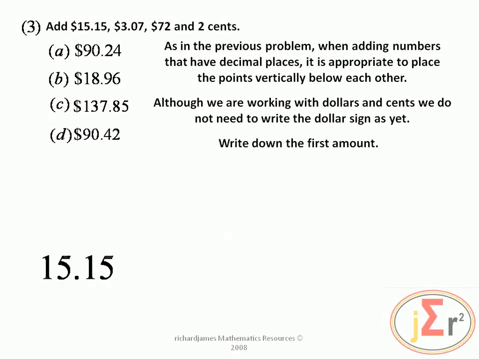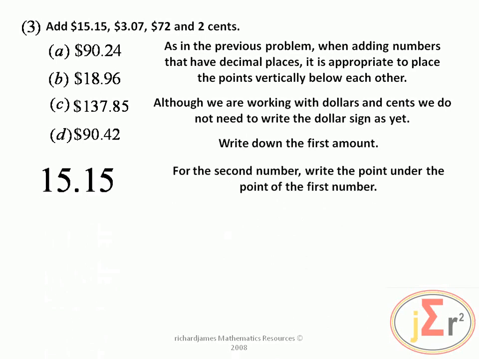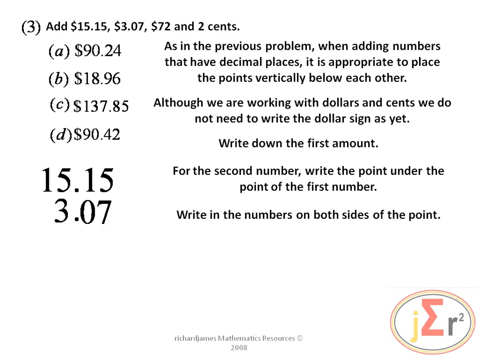Write down the first amount, 15.15. For the second number, write the point under the point of the first number. So we are going to align the points as usual, right? And then write the number on both sides of the point. So we are going to just put that in exactly as we have right here. So 0, 7 on the right of the point, and 3 on the left. So there we have that 0, 7 and 3 on the left of the point.